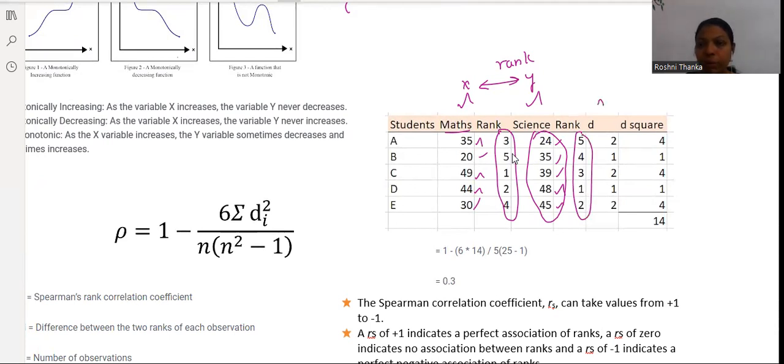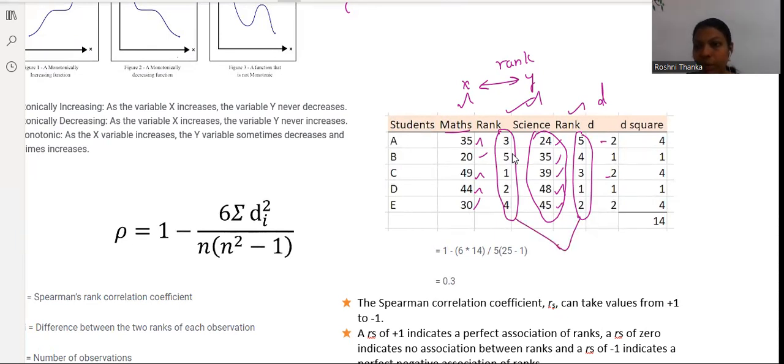Now what we want to find is d. What is d? The difference between these two ranks. So 3 minus 5 is minus 2. And then 5 minus 4 is plus 1. 1 minus 3 is minus 2. And likewise, we have to find the difference between these two values.